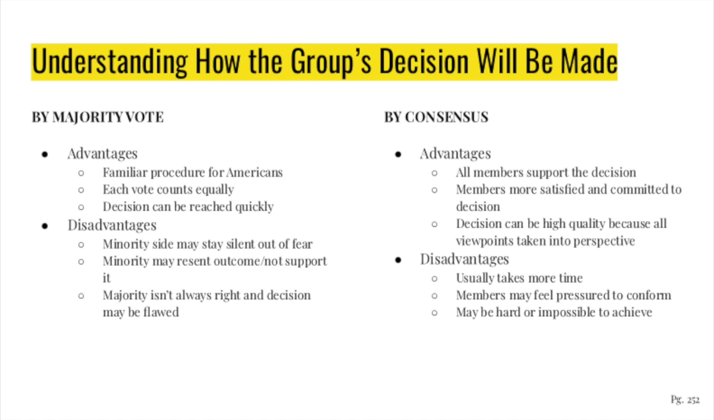Today I'll be talking about understanding how the group's decision will be made. There are many different types of methods of decision making. Earlier, we heard from Bennett about the advantages and disadvantages of the leader and by the leader with consultation. In this slide, I will discuss the advantages and disadvantages of a majority vote and by consensus.